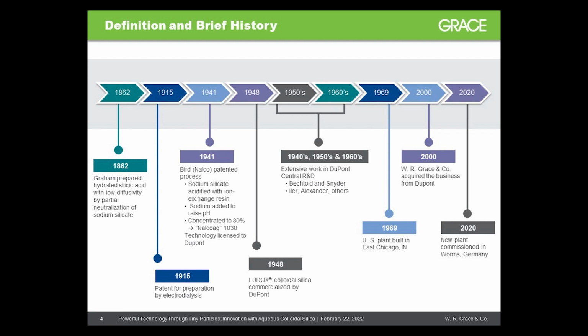In the following decades, there was extensive research and development work done in the central R&D laboratories of DuPont, and the first large-scale production facility for Ludox colloidal silica was completed in 1969 in East Chicago, Indiana. In 2000, DuPont sold the business to W.R. Grace, and in 2020, a new Ludox colloidal silica plant was completed in Worms, Germany.